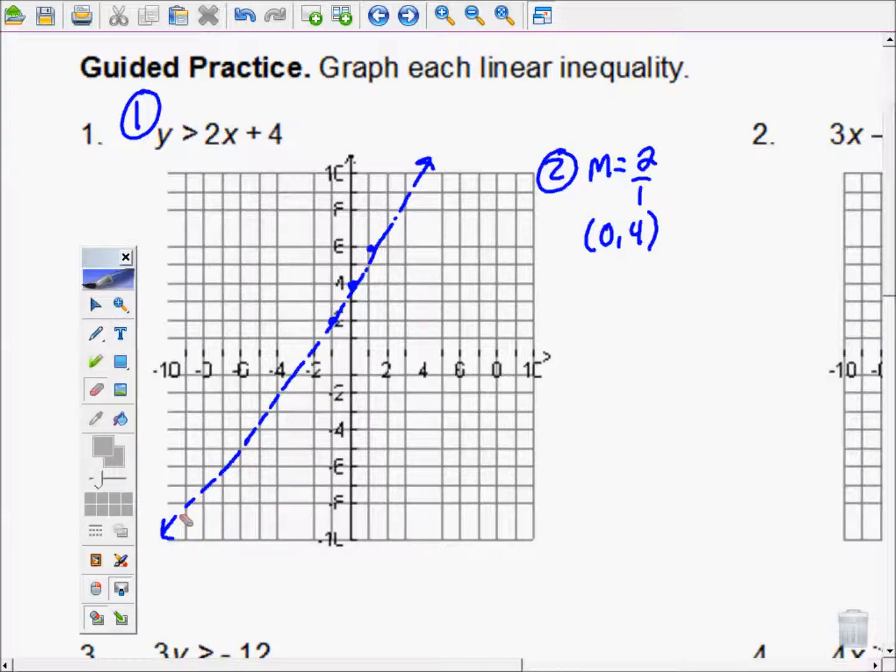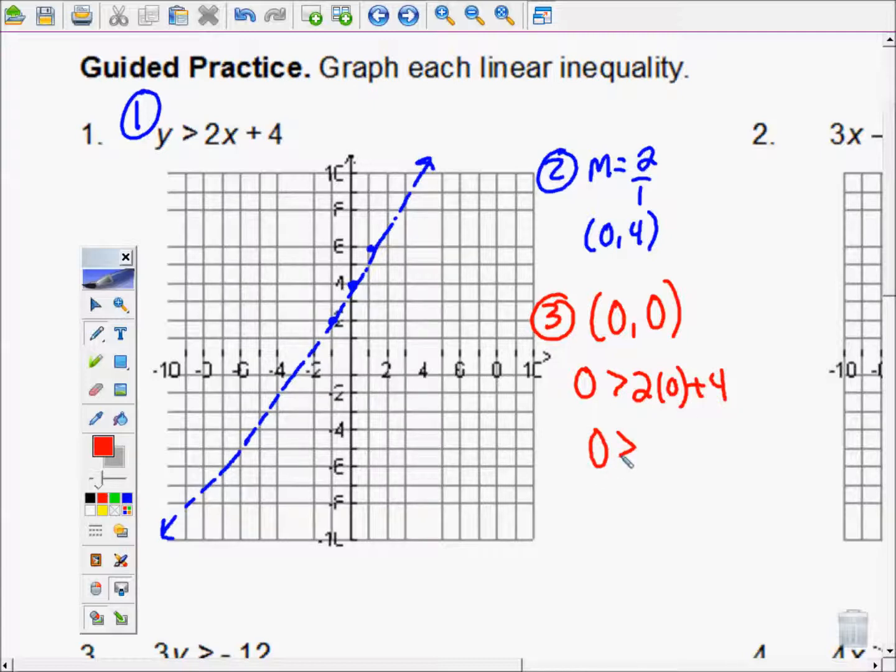Okay, so step 2 is done. Step 3 tells us to do what, guys? To shade. We'll do our test. What's our best test point to use? (0, 0). So we're going to use (0, 0) as our test point. For x, we're going to plug in 0, and for y, we're going to plug in 0. So 0 is greater than 2 times 0 plus 4, which becomes 0 is greater than 4. Is that true or false?